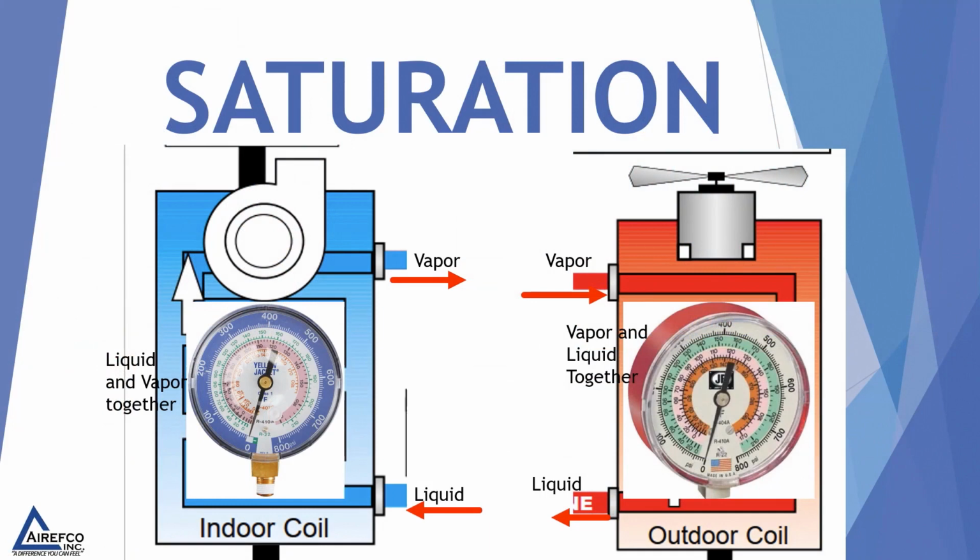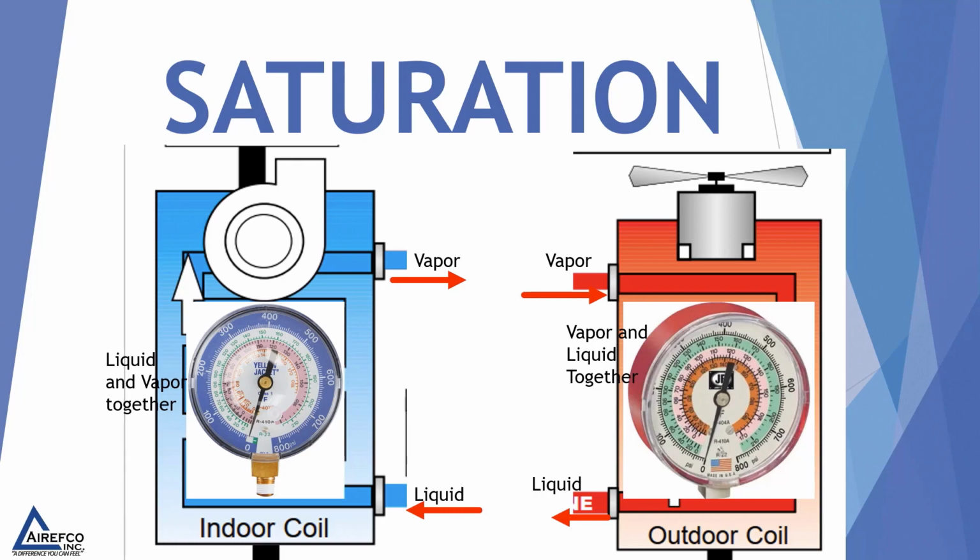Saturation is the word to understand when reading refrigerant gauges. Saturation occurs in two places in the refrigerant cycle, in the condenser and in the evaporator. Saturation is where liquid and vapor refrigerant exist together. In the condenser, the refrigerant enters as vapor and begins condensing into a liquid as it is rejecting heat to the air flowing across the coil. When it exits the coil, the refrigerant is a subcooled liquid.